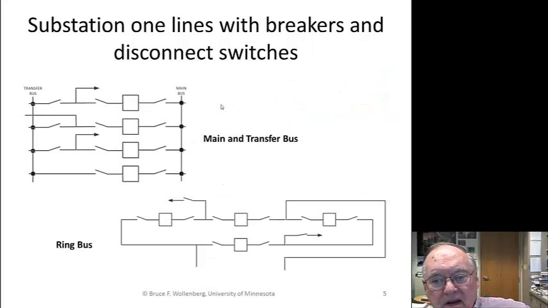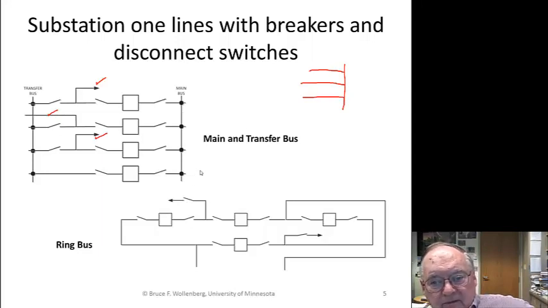Here's another one called a main and transfer bus. Here's our main bus here, and a transfer bus says that if I have to, I've got transmission lines coming in, and normally they're connected through the breakers. So actually, I shouldn't say that; we've got a transmission line here, a transmission line here, a transmission line here. The normal diagram of this is simply like this. So I've got three transmission lines coming into this main bus.